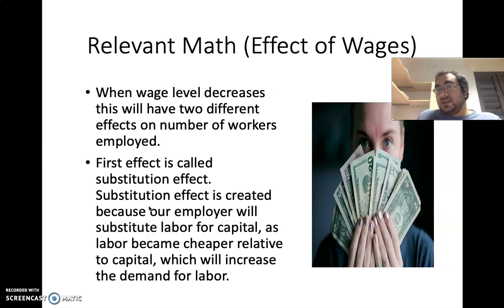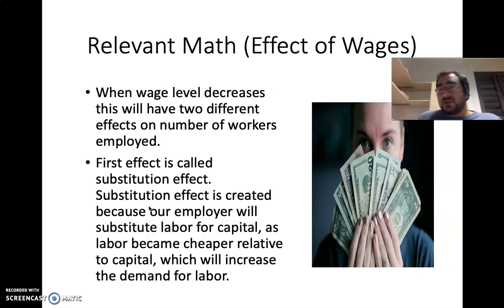So an increase in wage level certainly means a decrease in the amount of labor, but it might mean an increase in capital or a decrease in capital, that is, both. The reverse is true for capital.